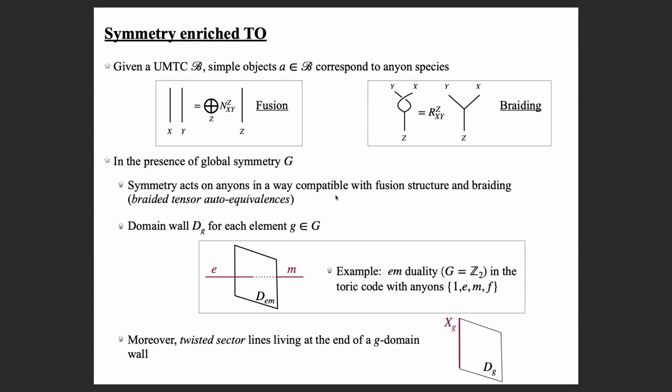So in this setting, apart from the anyons of the underlying topological order, you can also talk about twisted sector lines. So these, for me, are topological lines that live at the end of one of these surfaces implementing the symmetry G. So I will call X_g a line in the g-twisted sector or a g-defect line.